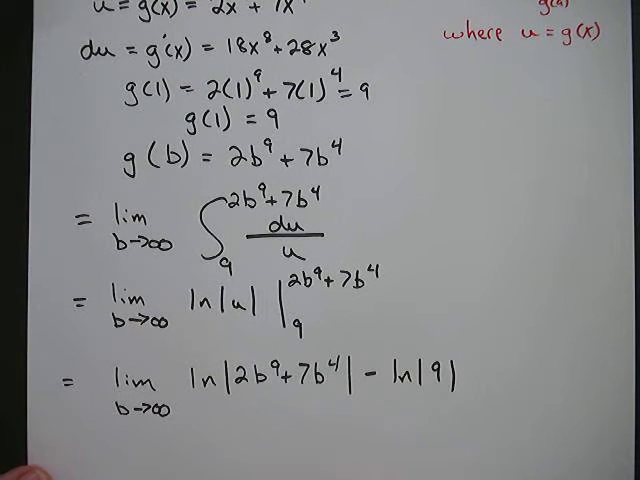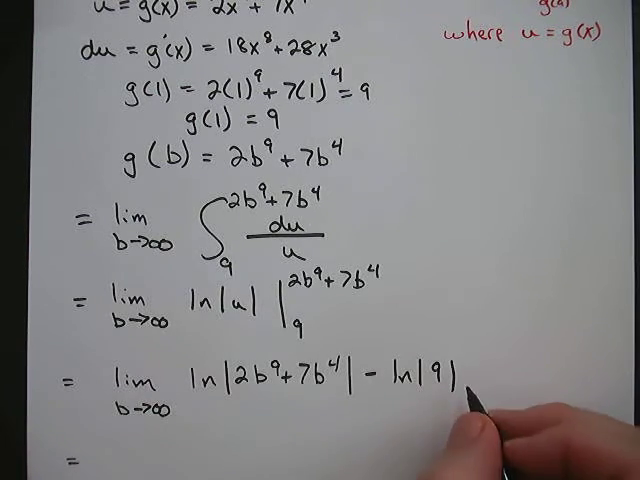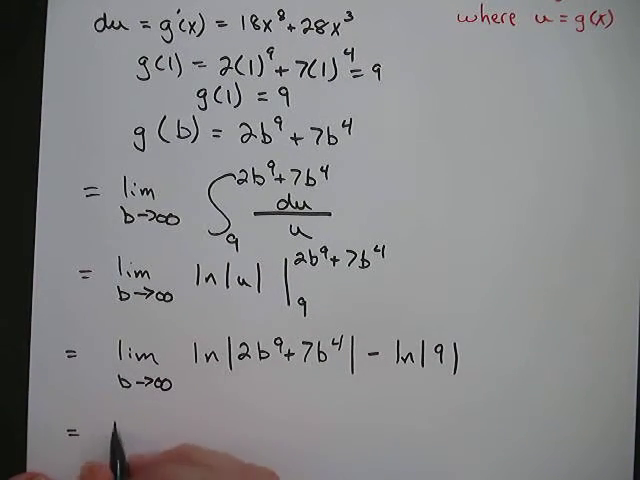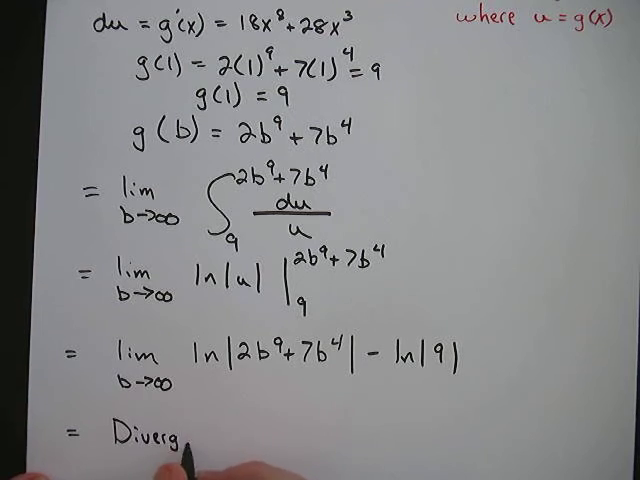So what we see here is, if I look at what's happening as b approaches infinity, if I take this limit as it goes to infinity, this whole thing is going to go to infinity. So this integral, since it's equal to infinity, diverges, which means it has no answer except that it diverges. It goes to infinity, and that's it.